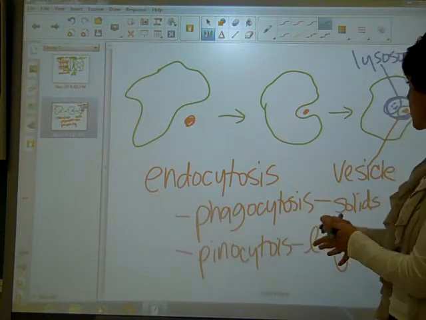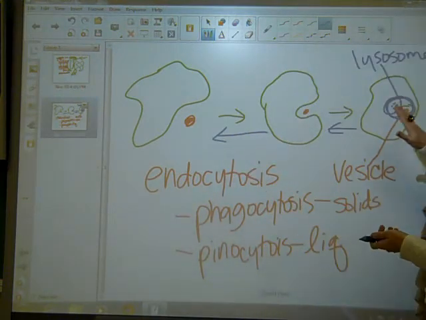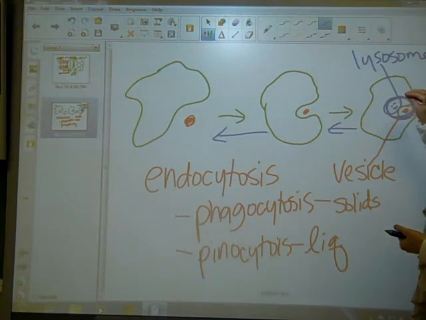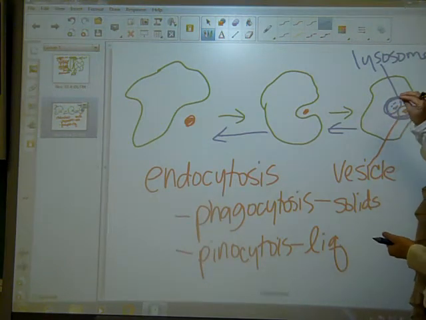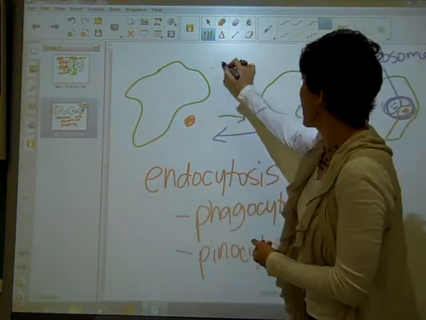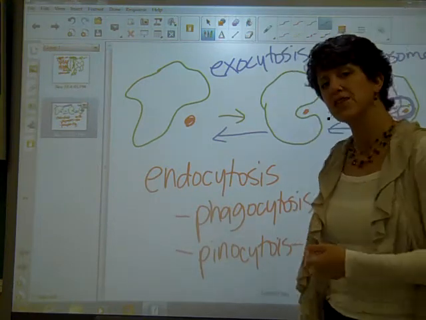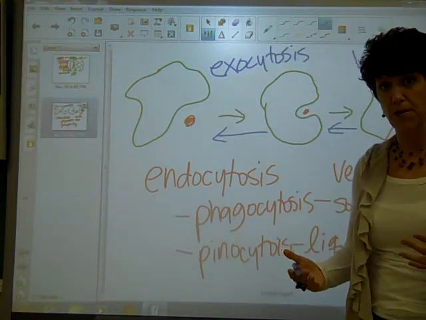Now, if you look at the reverse, if I take an arrow this direction and this direction, what would be happening is something in a vesicle is being released out of the cell. That is called exocytosis. So exocytosis is the removal of something from a cell.